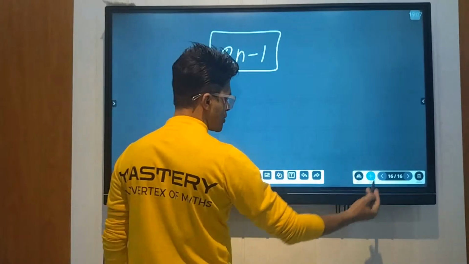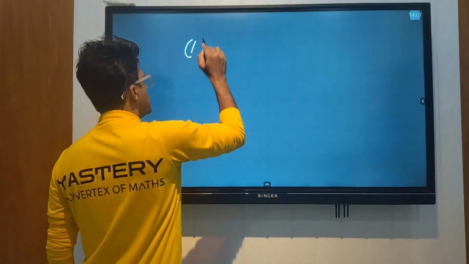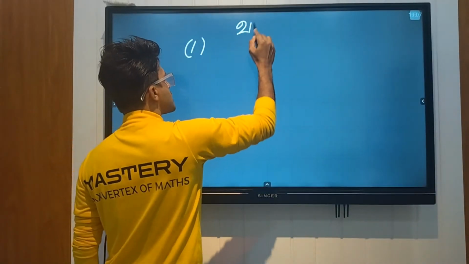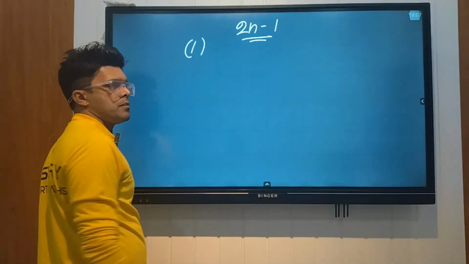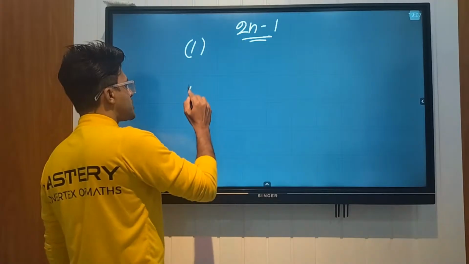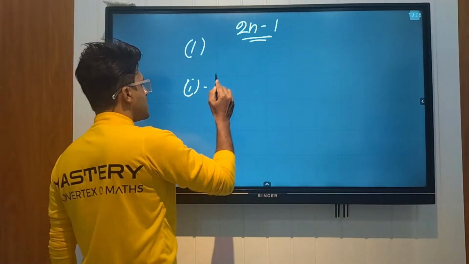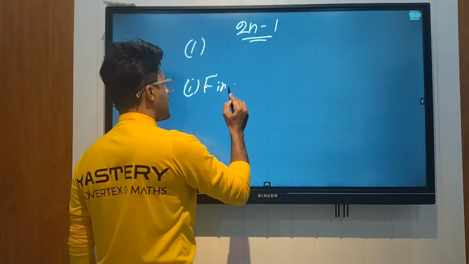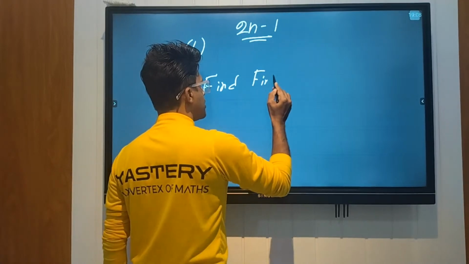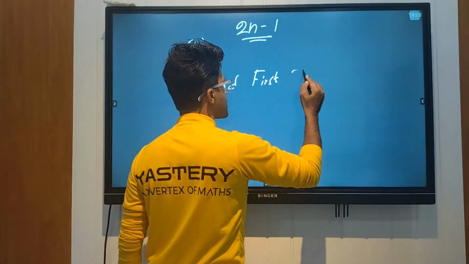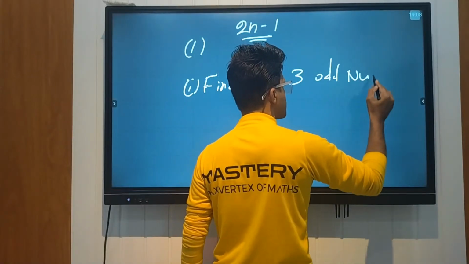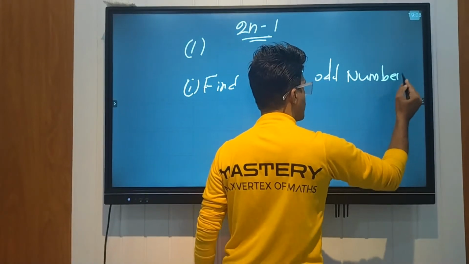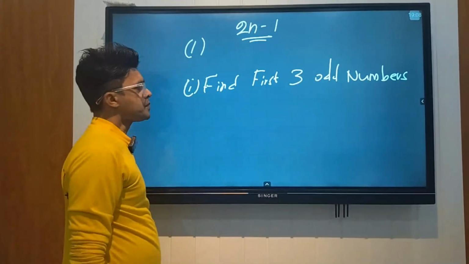I will give a question. This is the question, right? We know already that the general term of odd numbers is 2n minus 1. The first question is: find the first three odd numbers.